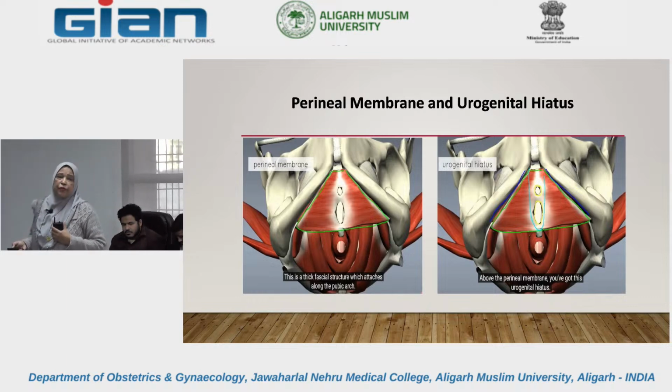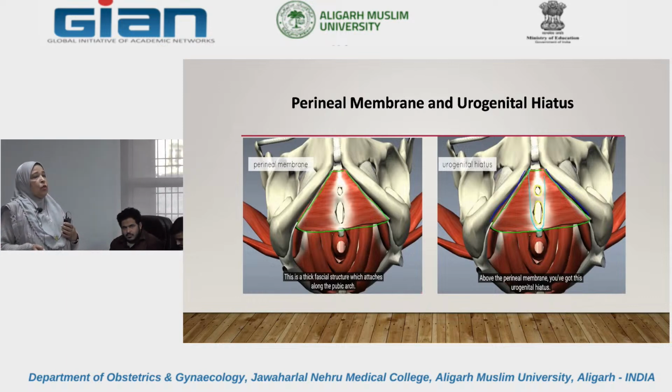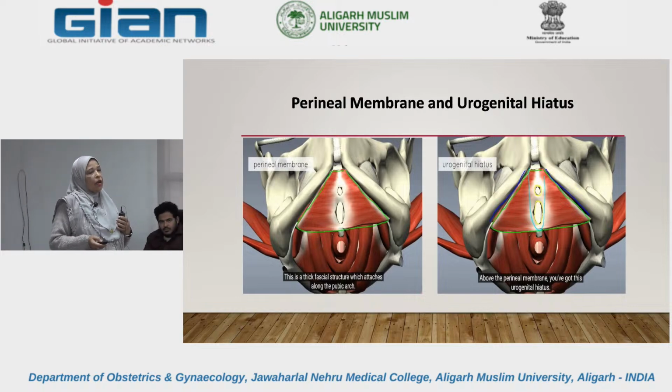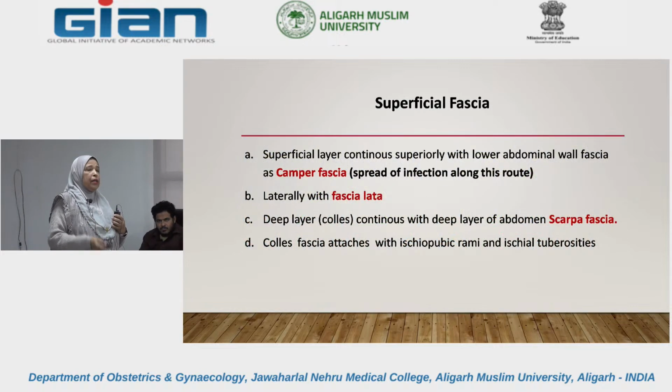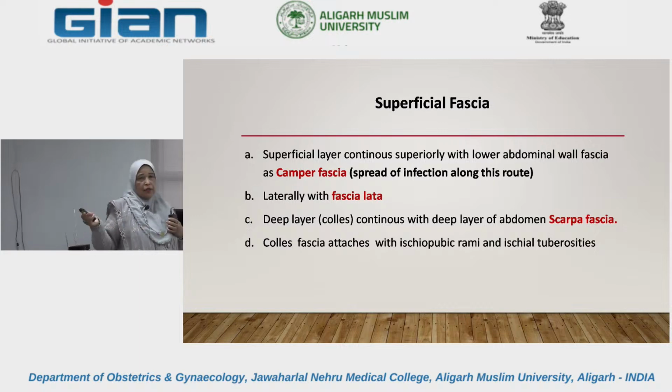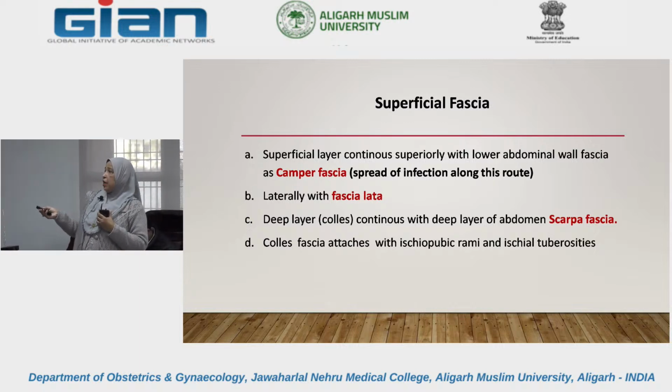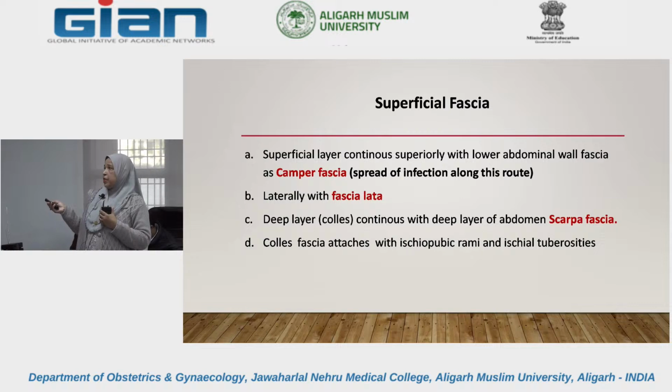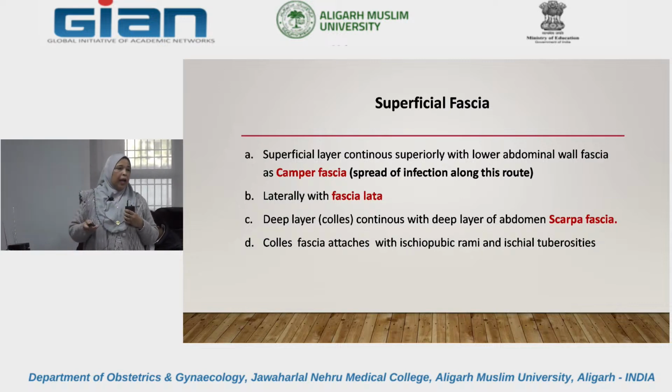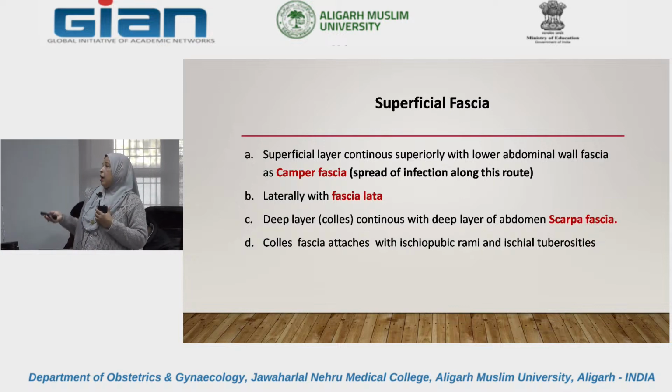Now coming to the superficial fascia of the abdomen and the perineum. The superficial layer of the lower abdominal fascia is known as the Camper fascia, and laterally it is connected to the fascia lata, or the fascia of the thigh. The deep layer of the abdominal fascia is known as the Scarpa fascia, and when it continues in the perineum, it is known as the Colles fascia.